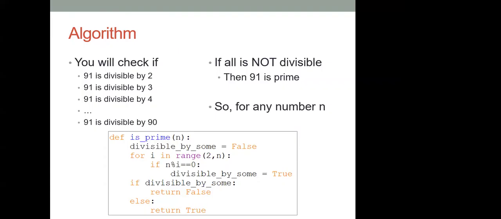What does n modulo i equal to 0 mean in layman English? Yes, if n divided by i, the divisor, the remainder is 0. Can it be simpler? Explain it to a kindergarten kid. That means if n is divisible by i, then I will set divisible to true. I go through all the numbers, and after I finish all the numbers, if it's divisible by some number, is it a prime number or not? No, right? Then I return false because it's not a prime number. Otherwise, I return true. Okay?